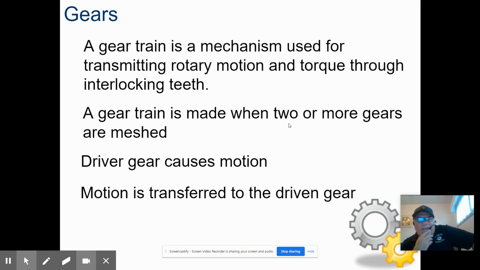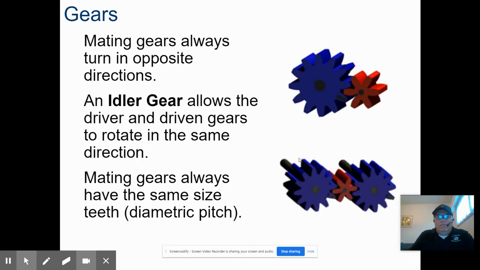So, a gear train is a mechanism for transmitting rotary motion and torque through interlocking teeth. A gear train is made when two or more gears are meshed together, right? So, the driver gear causes the motion input, and the output motion is transferred to the driven gear.